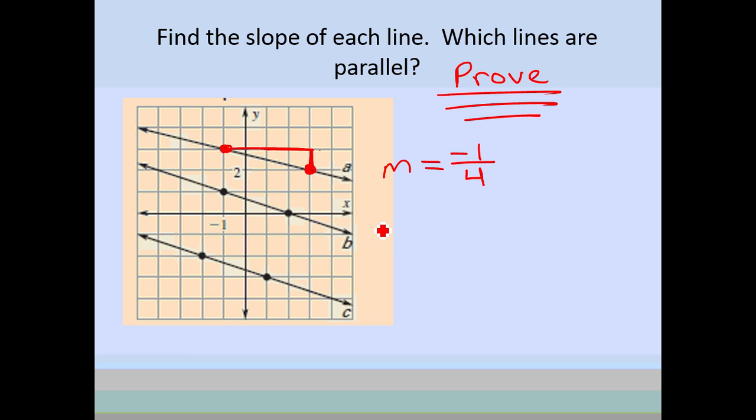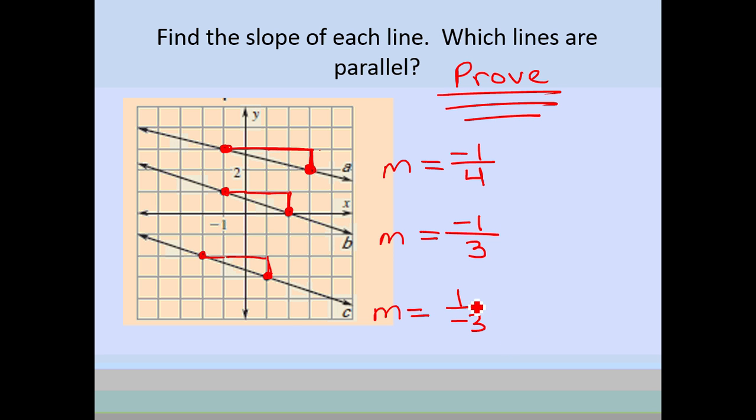Now if we take a look at the next line, line B, I'm going to go from the left coordinate to the right coordinate. The slope is down 1, and we are going in a positive direction, 1, 2, 3. And then if we take a look at the slope of the last line, I'm going to go from the right coordinate to the left coordinate this time. I am going up 1, a +1, and I'm going to the left 1, 2, 3. So that would be a -3.